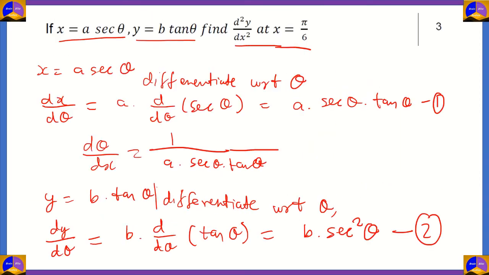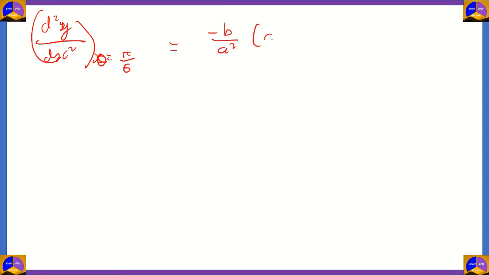But are we done? No, because we need to find the value of the second differential at x equals pi by 6. So let's plug in the value. d squared y by dx squared at x equals, actually it's at theta equals, because the right hand side is still in the form of theta. So at theta equals pi by 6, it will be minus b by a squared times cot cube, or instead of cot cube we can just write cot pi by 6 the whole cube.